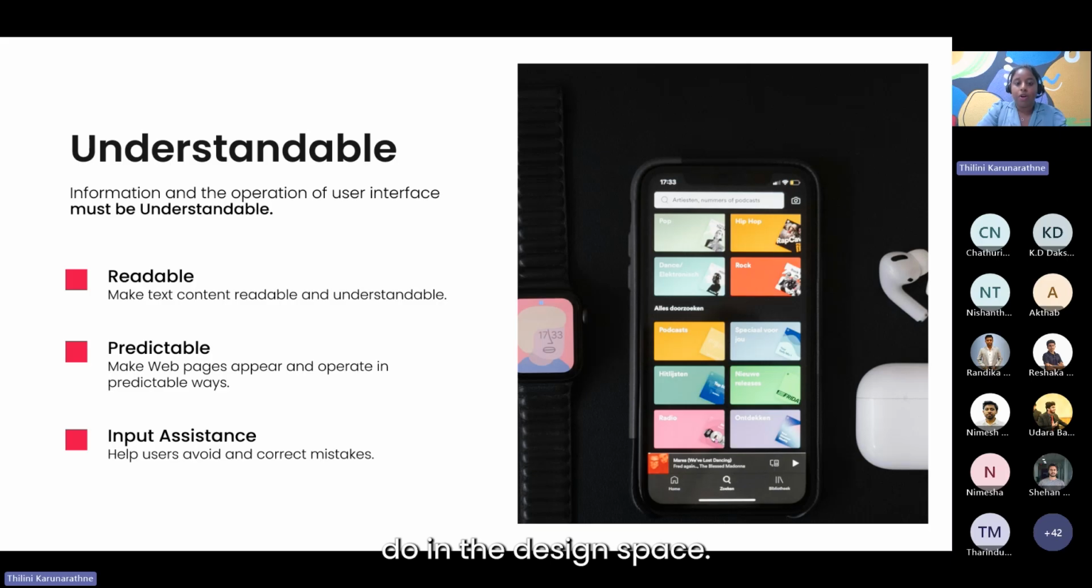Okay, now even if users understand and use your app today, what about the future? Let's talk about the final principle, robust, making sure it works for everyone now and later.